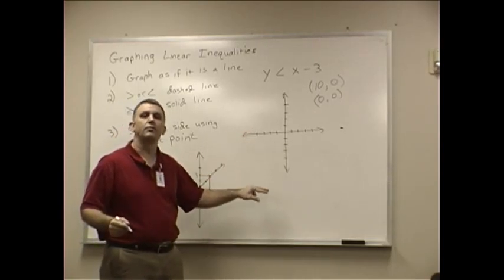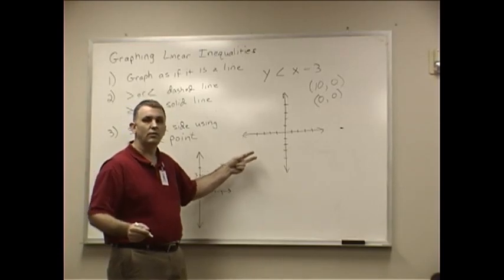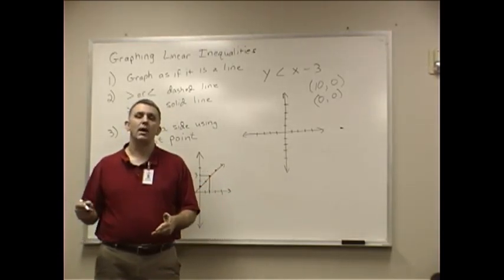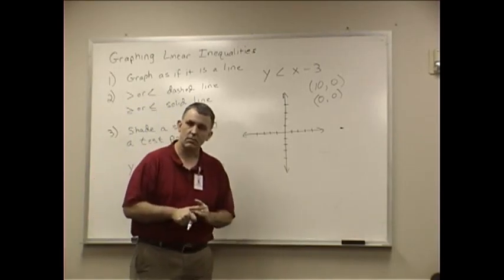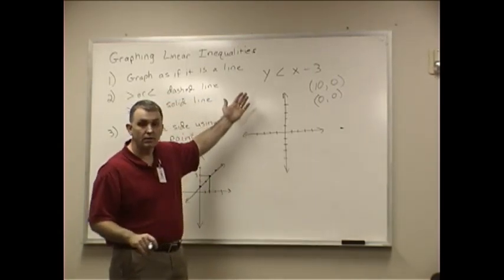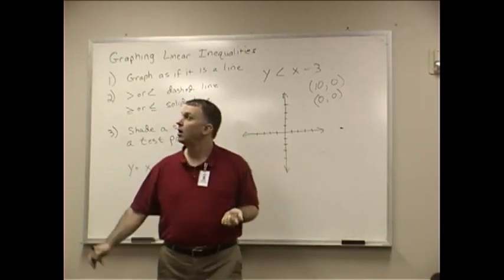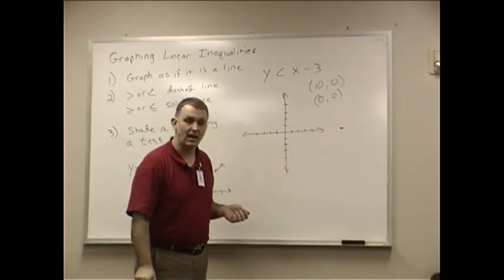We've got some rules for graphing, and I wanted to go over this a little bit first so you can see why we are shading, and why we are making solid lines and dashed lines. Let's go ahead and go through the rules, and then we'll talk about it. I've got this one example here: y is less than x minus 3. The first thing it says is to graph it as if it is a line.